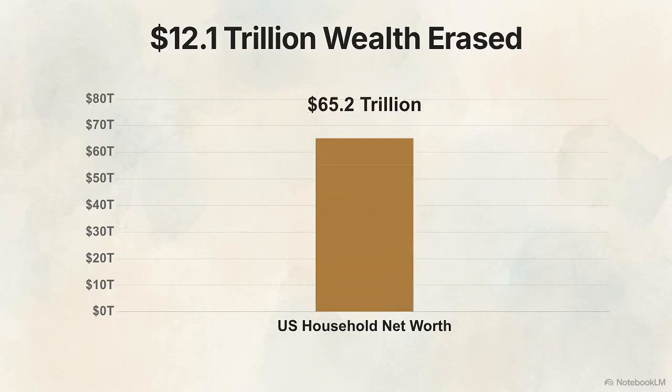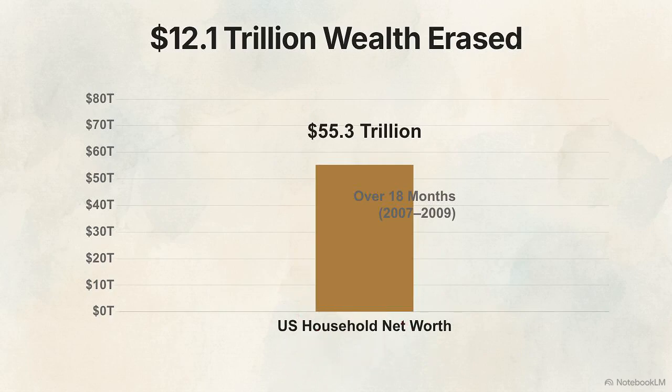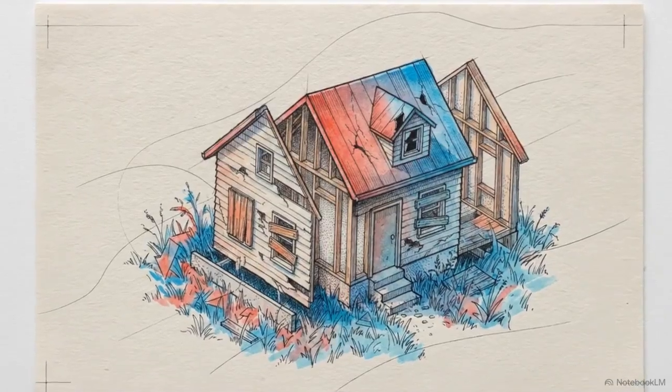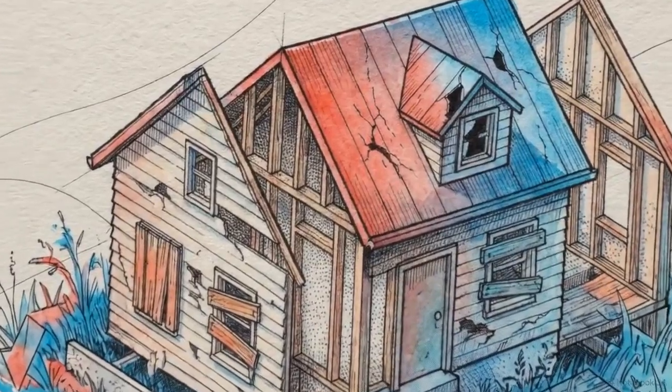This bar chart visualizes the scale of the domestic fallout. From a high of $67.4 trillion in total U.S. household net worth, $12.1 trillion was completely wiped out over the next 18 months, pulling the global economy into its first post-war contraction. The spark for this systemic collapse came from a localized corner of the economy.